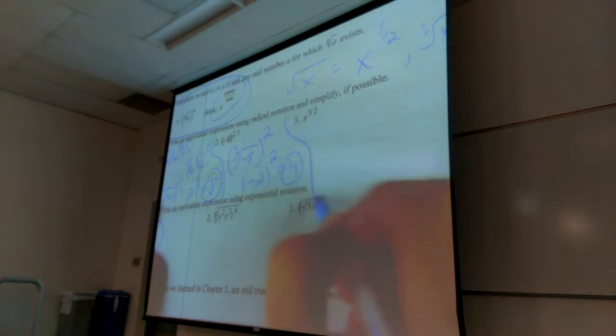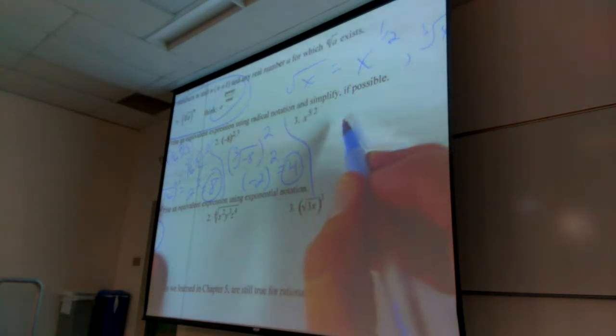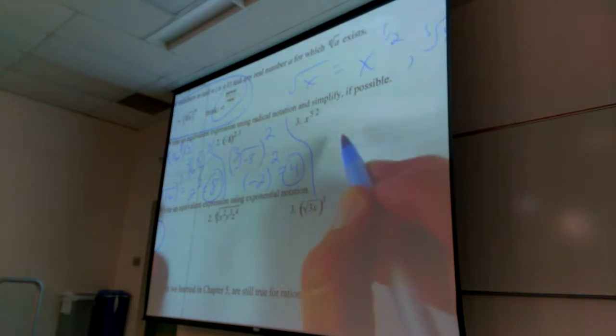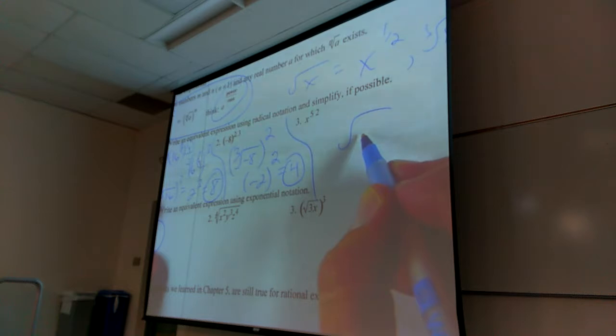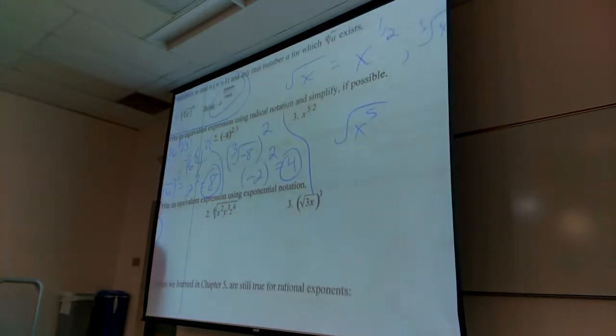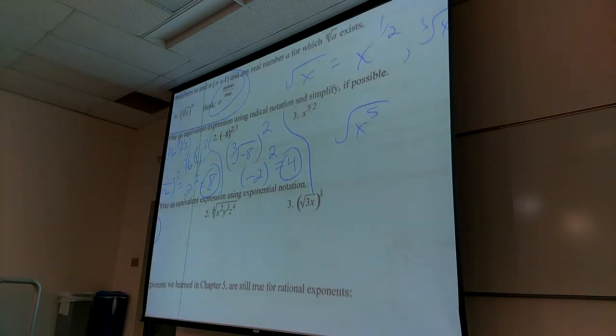Okay. What about number 3? Number 3 would be the what root? Square root of x. And when I can't do anything to it, I just put the power on the inside. Can I do the square root of x? No, just put the 5th power on the inside. Make it nice and compact.